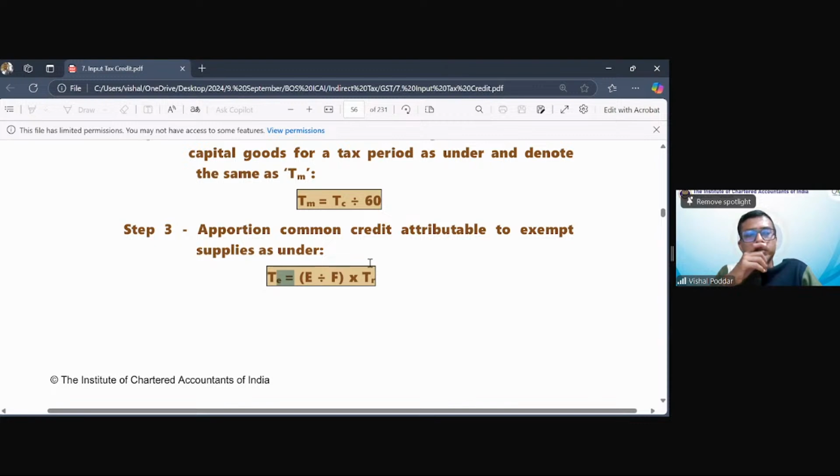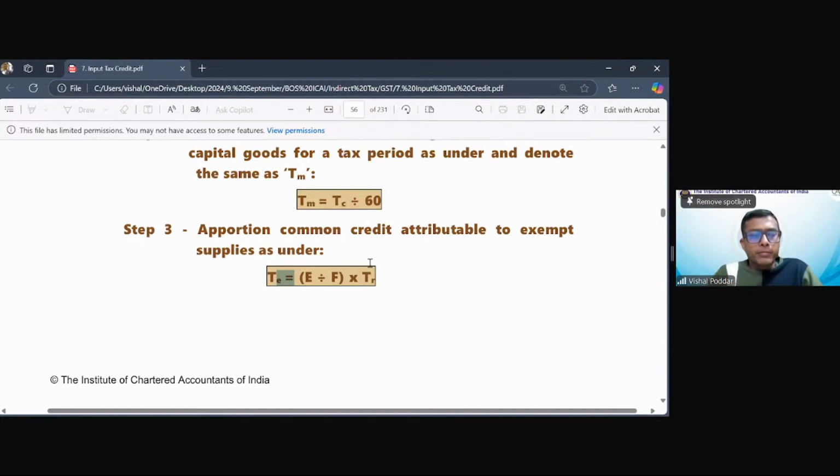The meaning of this reversal: because you have already taken ITC, reversal is you are returning it back. Returning back means you took out ITC, you added it to your credit ledger. Now you remove it from the credit ledger. Understood?